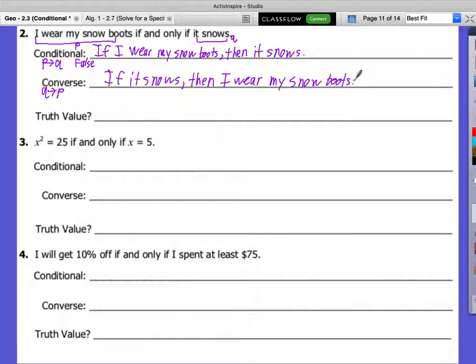So whatever that is for you, for me, I'll say, okay, true. Let's just say for grins and giggles, let's say it's true. If it snows, I'm going to wear my snow boots. So it might change based on you.